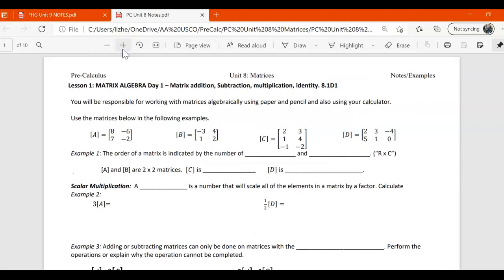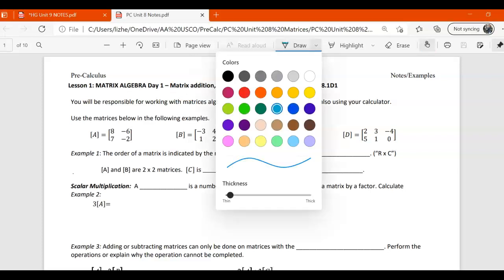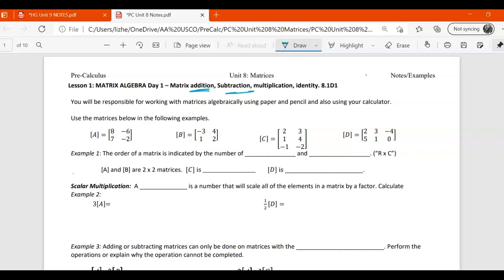All right, pre-calc. We are starting our unit A8 on matrices today. So this first lesson is matrix algebra. We're going to do matrix addition, subtraction, multiplication, the identity, and the identity matrix. So you will be responsible for working with matrices algebraically using paper and pencil. And then you also need to be able to use your calculator.